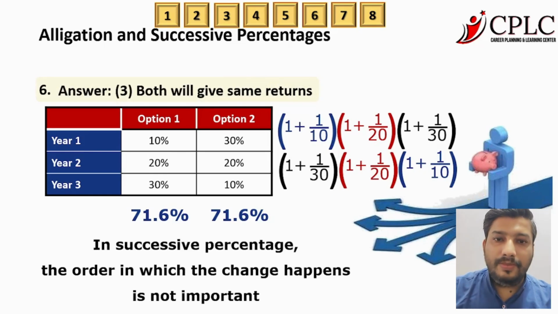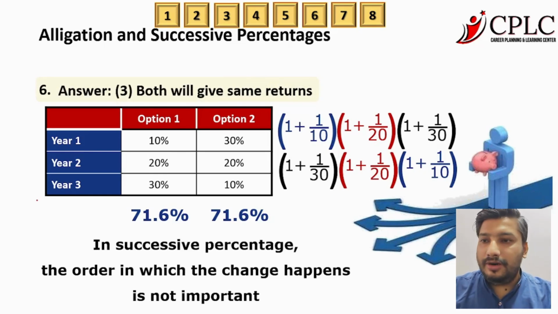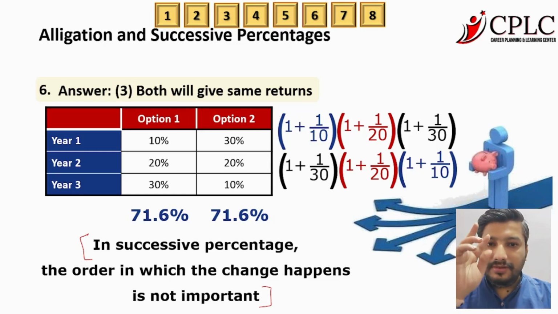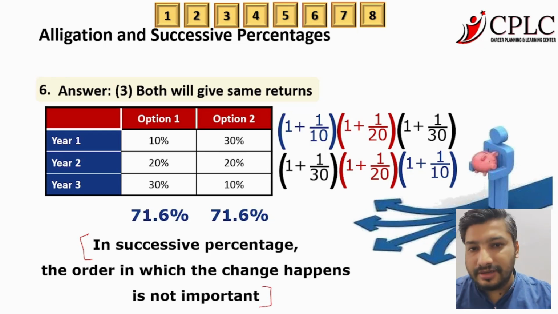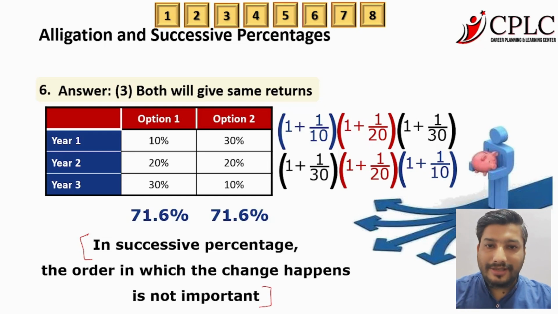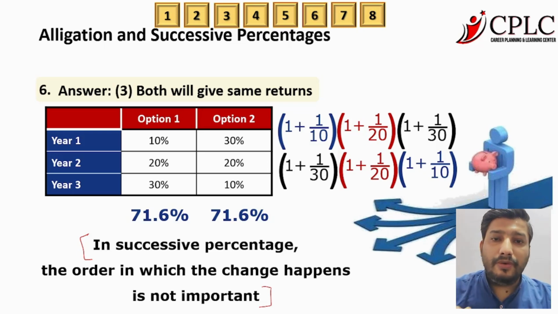So answer option 3 becomes your answer, and this is an extra pointer that you need to remember: in successive percentage, the order in which the change happens is actually not very important. If the numbers are the same, the order can be different, the final answer remains the same. So don't waste your time solving such things in future. These are your 5-10 second shortcuts, provided you are able to identify them from the question. So this was our 6th question.